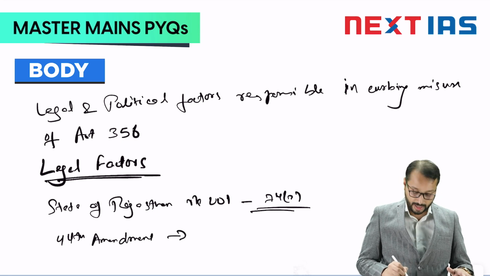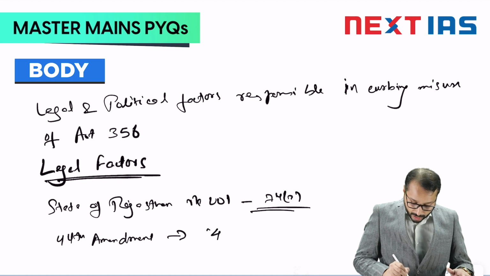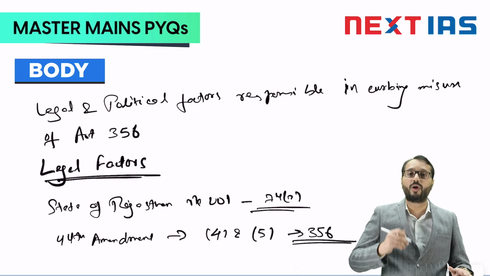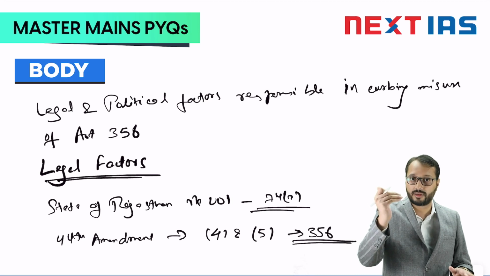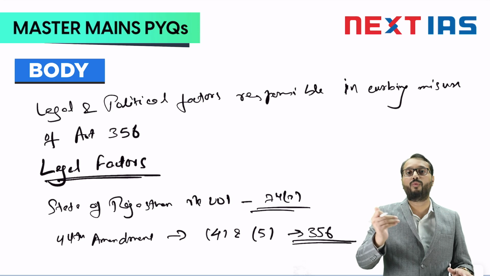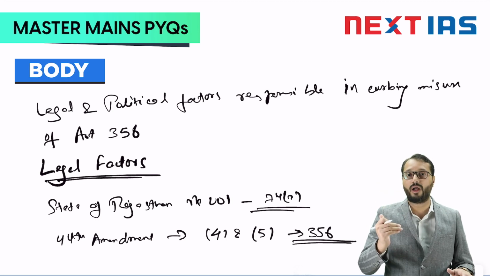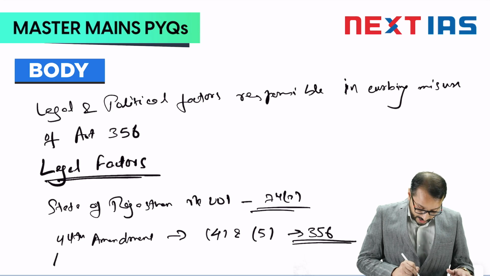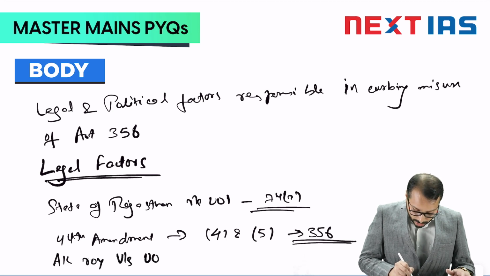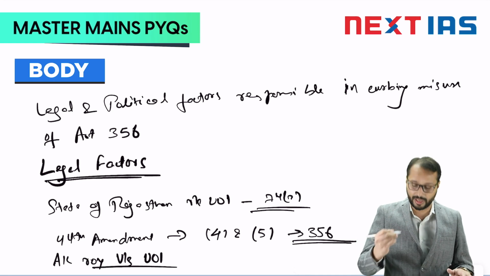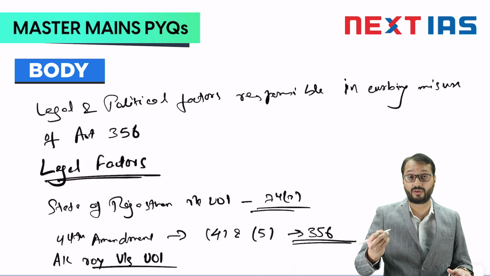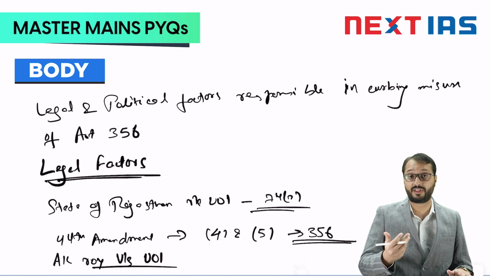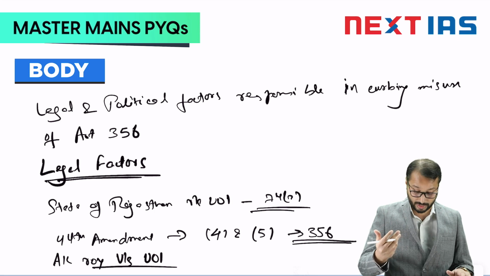So the 44th Amendment Act amended clauses 4 and 5 of Article 356, right? And because of this, the judiciary's stance on what the center can do with the powers vested under 356 also changed. There was a case, A.K. Roy versus Union of India, where the Supreme Court categorically stated that after the amendments because of the 44th Amendment Act, the logic of State of Rajasthan versus Union of India no longer holds with respect to the advice that is tendered by the council to the president.